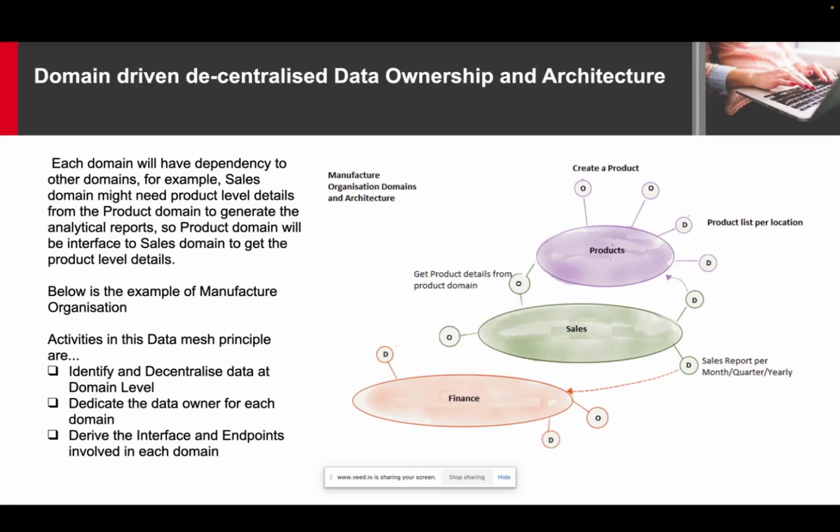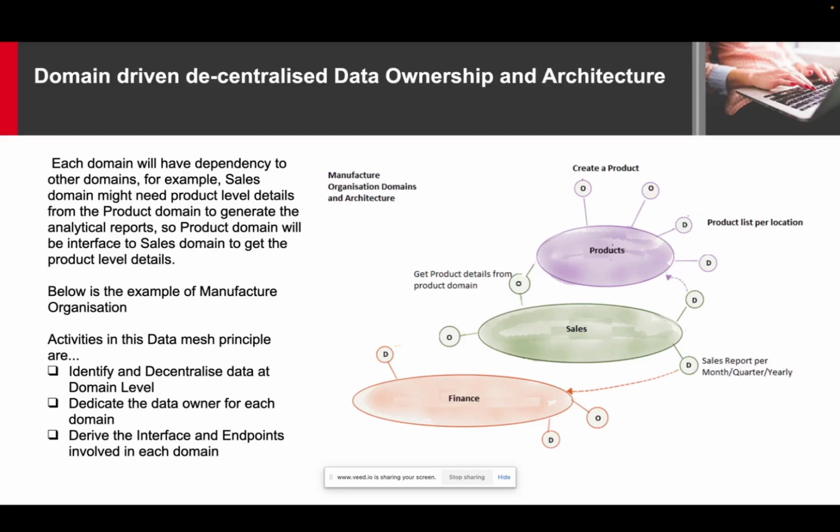Okay. So in this particular session, we saw how to identify the domains and decentralize the data at the domain level. The second thing, identifying the data ownership for a particular domain. The third one, architecture: how to identify the interfaces and endpoints for a domain as well as the dependencies.